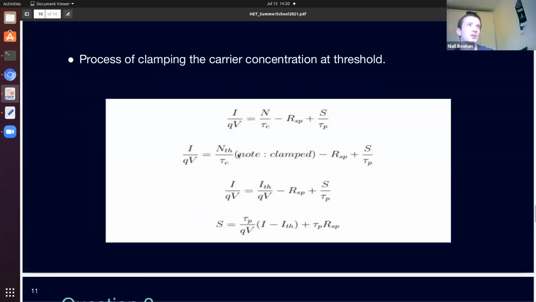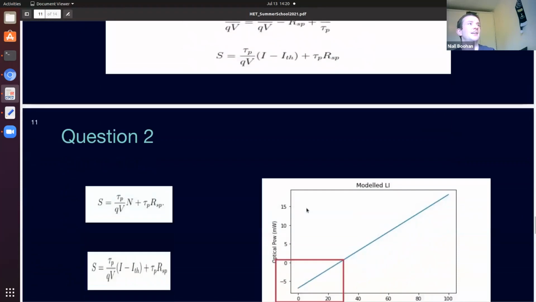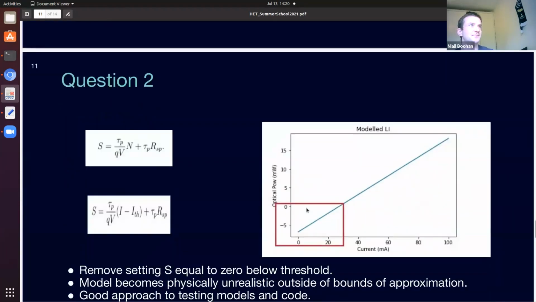So yeah, it's important to understand that application of an approximation. So then we get this equation, and actually S is what we want, the photon concentration. So we put S as our output, and then this all becomes our input for the calculation. Yeah, question 2.